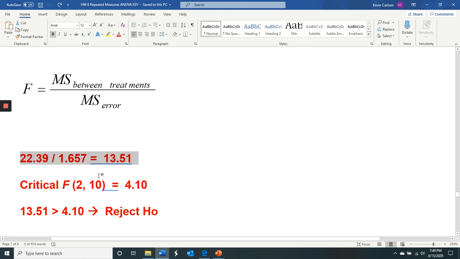We go to the table to find our critical value, remembering that our degrees of freedom between treatments is 2. Our degrees of freedom error is 10. So we go to 2 in the column of the table. We go to 10 in the row. And our critical F is 4.10. And we know that 13.51 is greater than 4.10. Therefore, we reject the H0. So there seems to be an effect of memorization strategy.